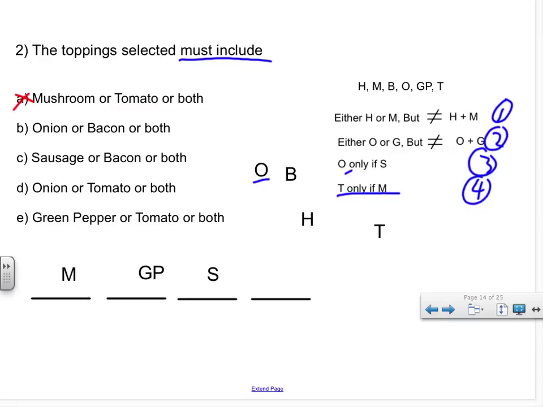Let's try M there, and let's try T here, and let's see if this meets our four conditions. So either H or M, we've got M. Either O or G, we've got G. O only if S. So O is up here, so we're good. And T only if M. So we know that we can make a pizza without onion or bacon, so let's eliminate B.